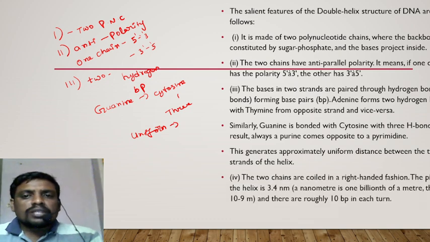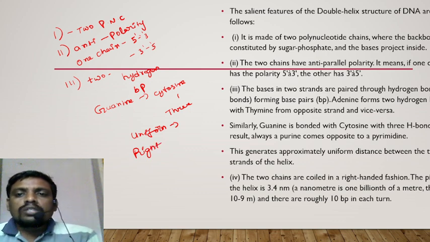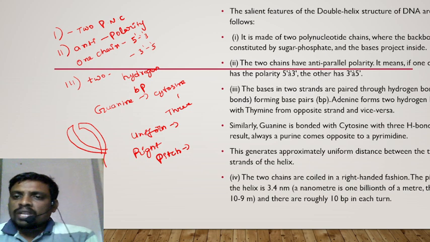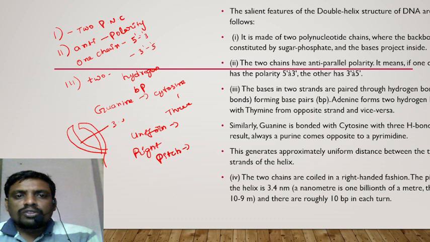Now, the two chains are coiled in a right-handed fashion. So the two strands are coiled together in a right-handed fashion. What do you mean by pitch? You know very well about the pitch of the helix. Let us take this is a helix. The pitch of the helix is 3.4 nanometers.